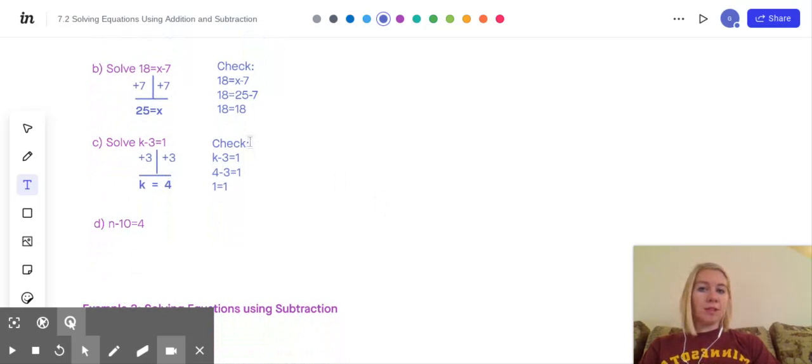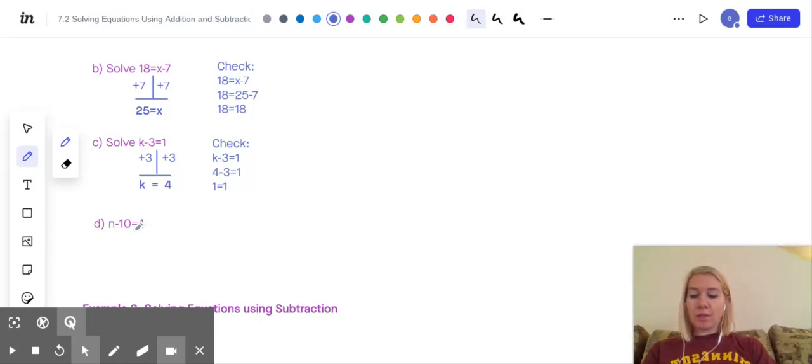If you're noticing, this check is kind of what we did back in example 1, right? That example was checking solutions. So essentially, we're using what we did previously in this chapter to check our answers to make sure they're correct. Okay, problem D.